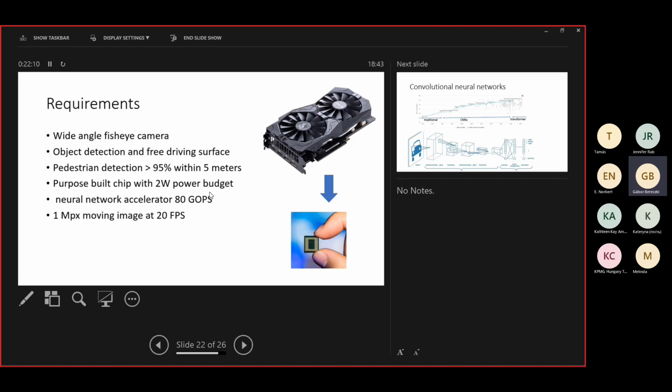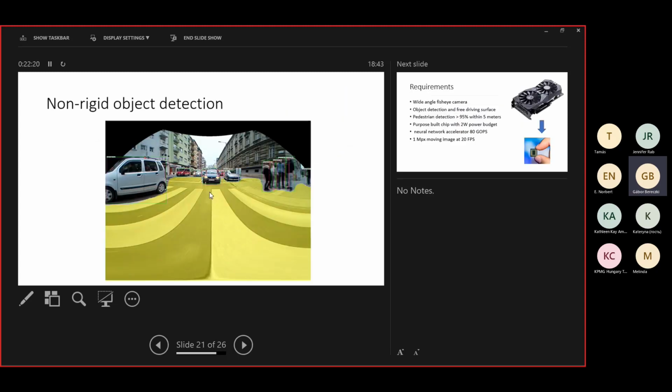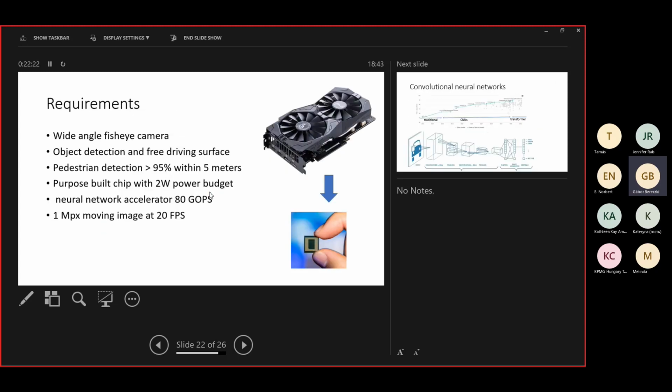Actually, it was about 4 years ago, but even at that time it was not a big deal, because you could download ready-made networks from the internet that can do just that. However, the trick was that we had a very low computational budget. We had a specialized chip which had about a 2 watt power budget.